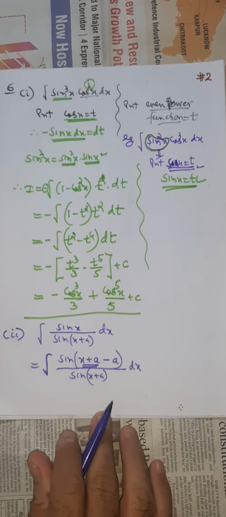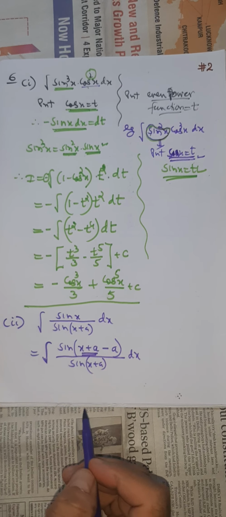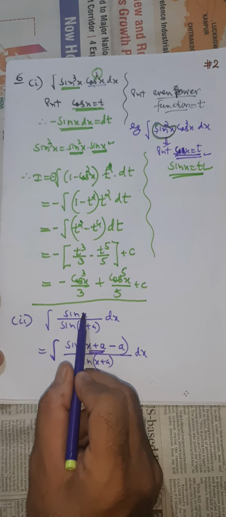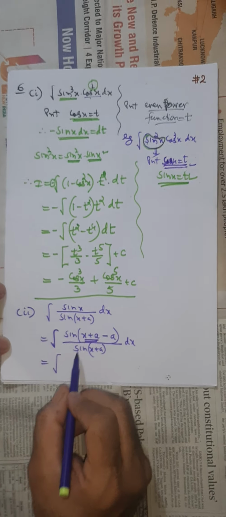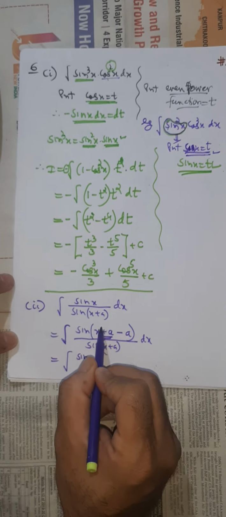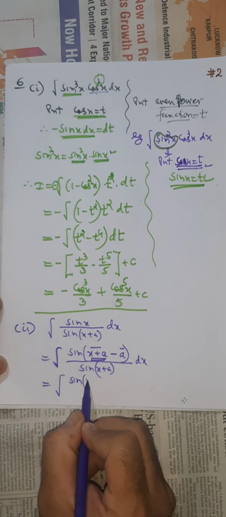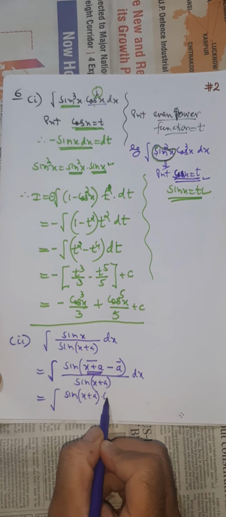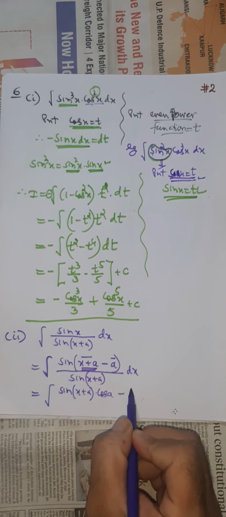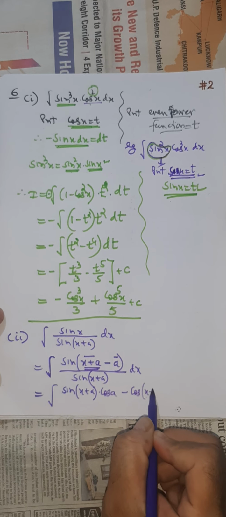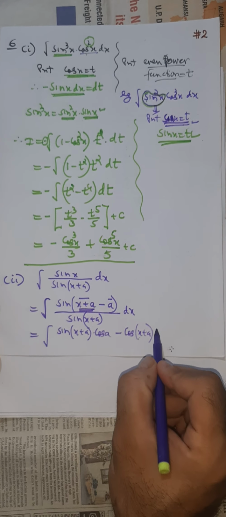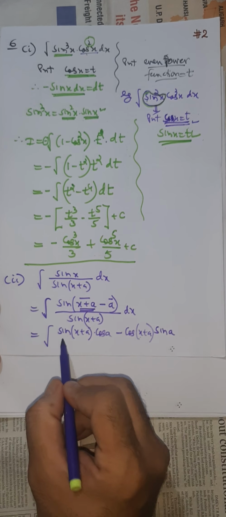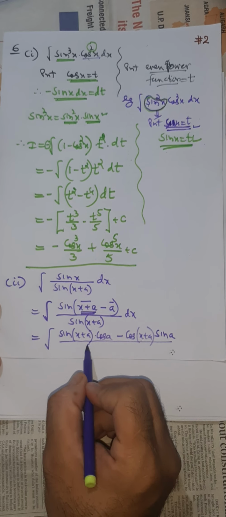What I did, just have set this angle there, x plus a, adding and subtracting a. Now we expand numerator using which formula? Sin x minus y. So sin x into cos y minus cos x into sin y, that is sin a, upon sin x plus a.